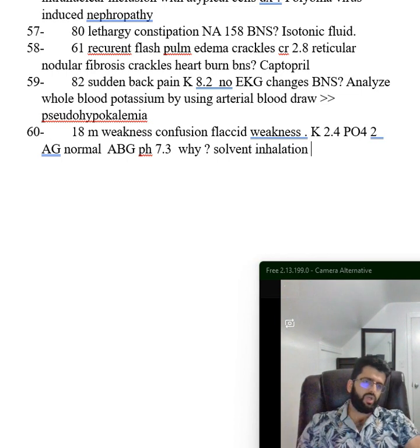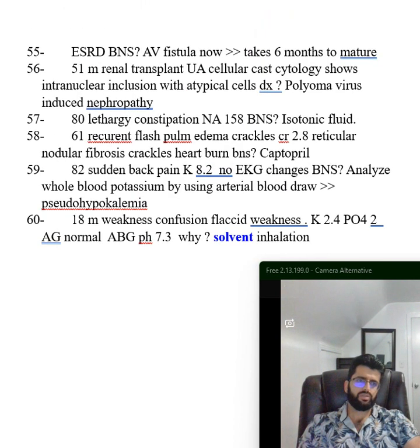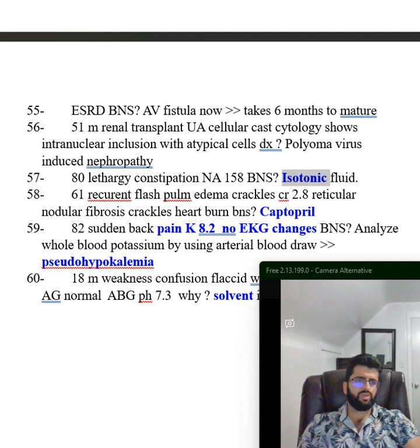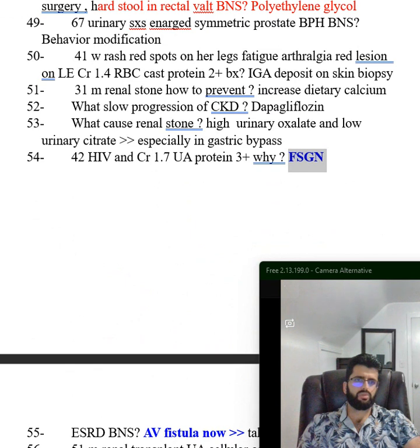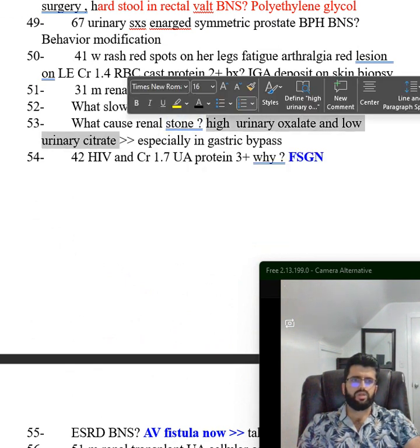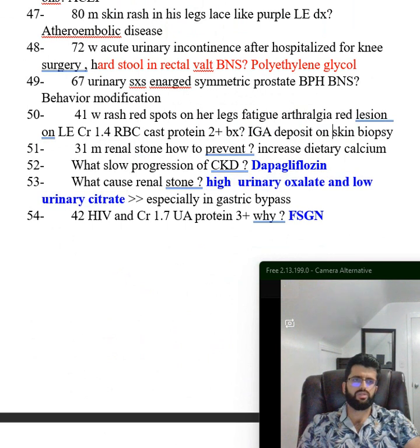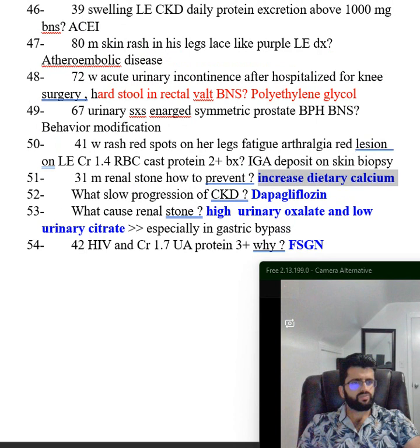Okay, so now let's review what we discussed. We talked about solvent inhalation causing life-threatening weakness due to hypokalemia. We talked about pseudohyperkalemia, where there are no EKG changes. We talked about captopril and renal crisis, azotemic fluid, polyomavirus. Talked about AV fistula. Focal segmental glomerulosclerosis. We talked about high oxalate in the urine, which is not a good idea, especially in gastric bypass. You want to increase dietary calcium.